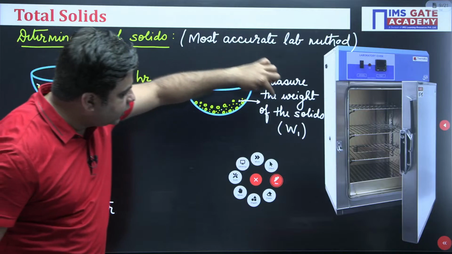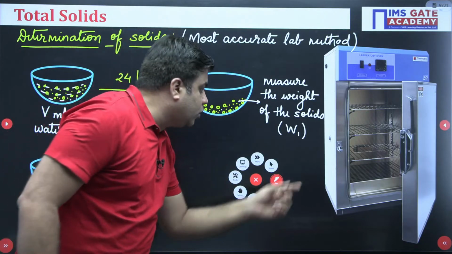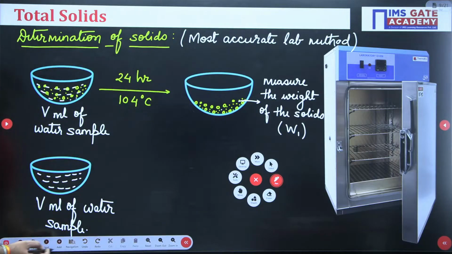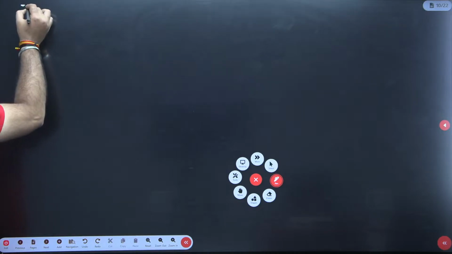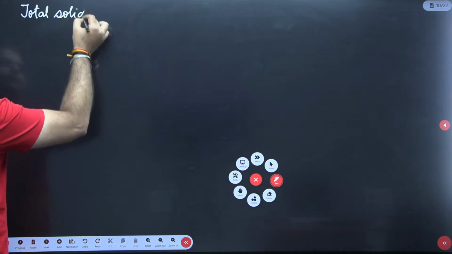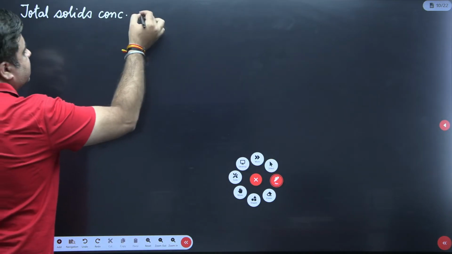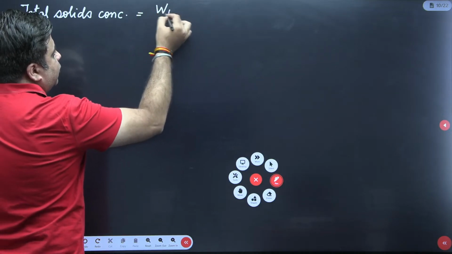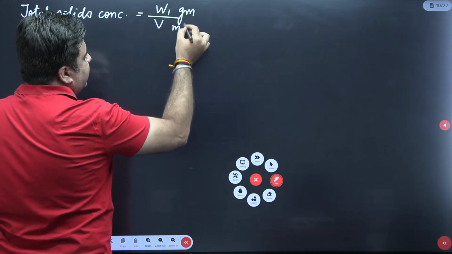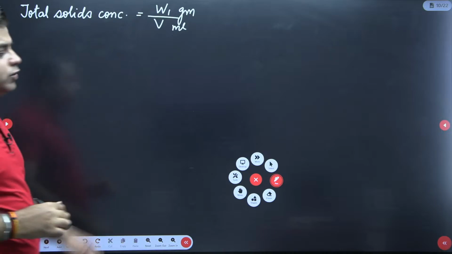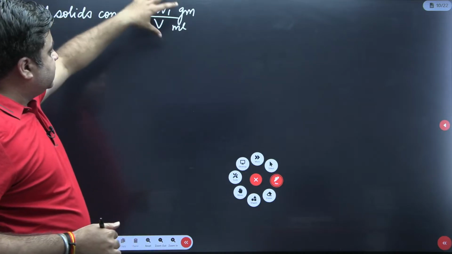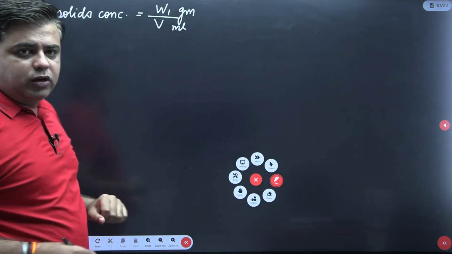So now I get the concentration of total solids, which is equal to W1 divided by the volume of the water sample. Total solids concentration will be the weight of the solids, W1, divided by the volume of the sample. This weight is in grams and this volume is in mL, so accordingly you can change the units. Usually we represent this in gram per liter, so you need to multiply by 1000, right? So this is how you calculate the concentration of total solids.